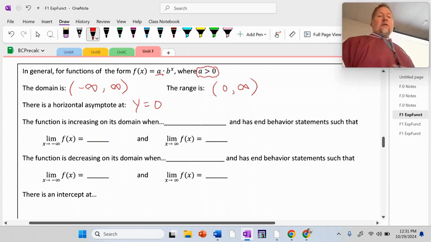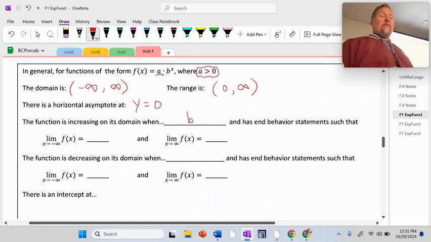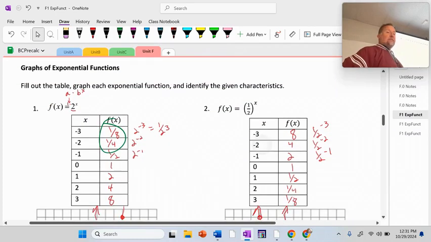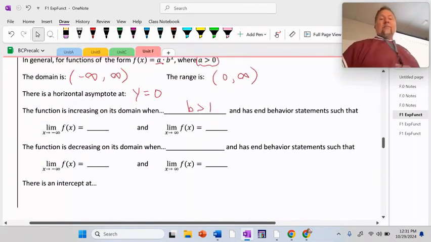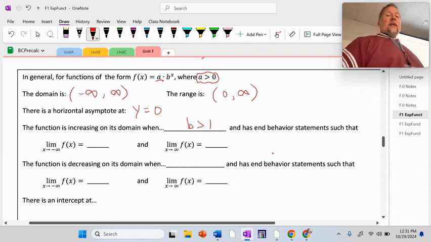All right, the function is increasing on its domain when B, so A is always positive, I don't care if A is a fraction, but B's got to be greater than 1. So that's the 2 to the x, that's this one, the first one. So look at B's greater than 1, and I get an increasing scenario there. Now be careful, once we start throwing negatives, then things change. And then look at that one. As I went to negative infinity and positive infinity, this happened.